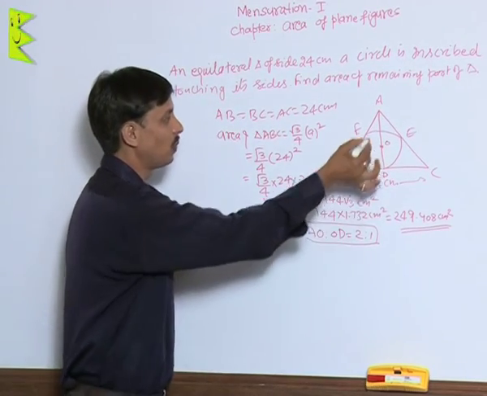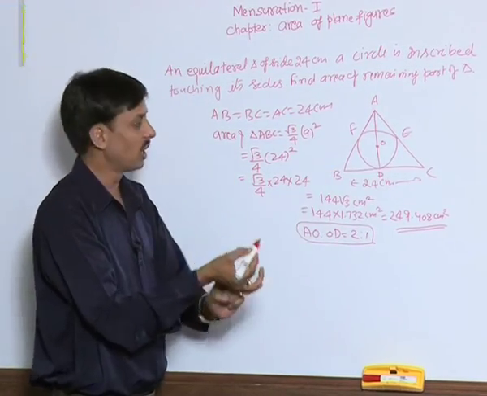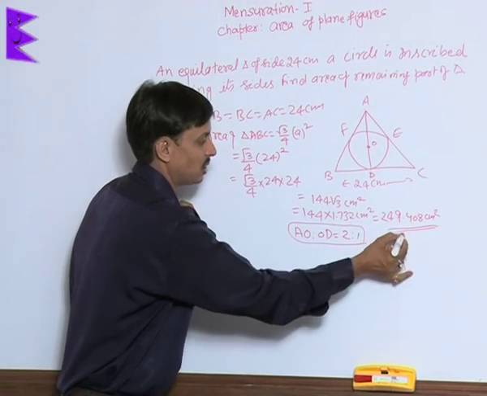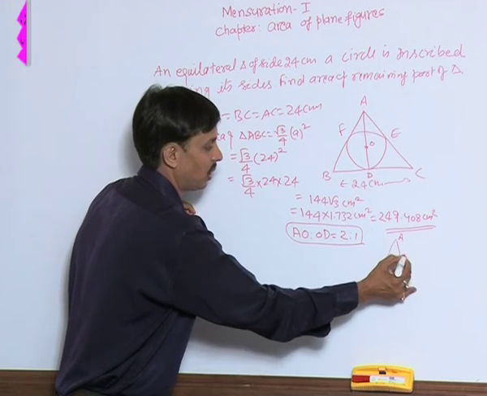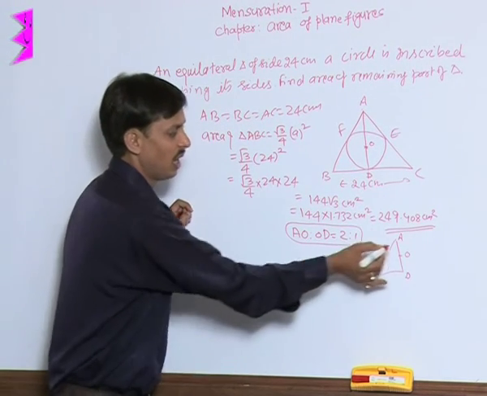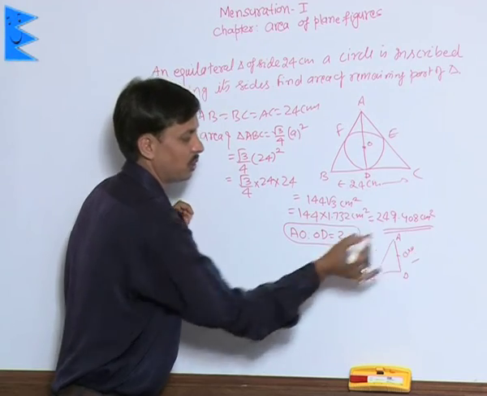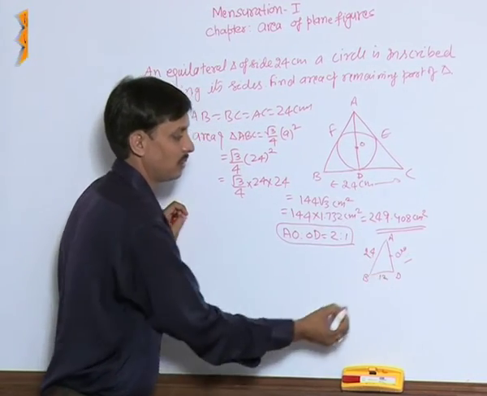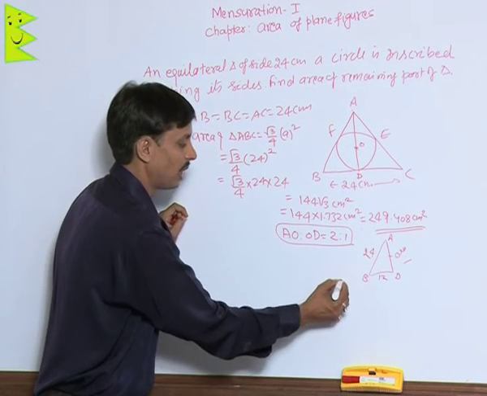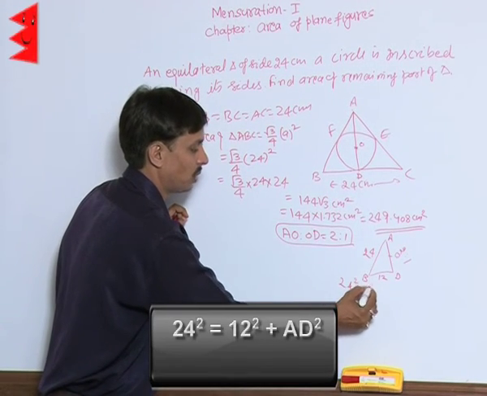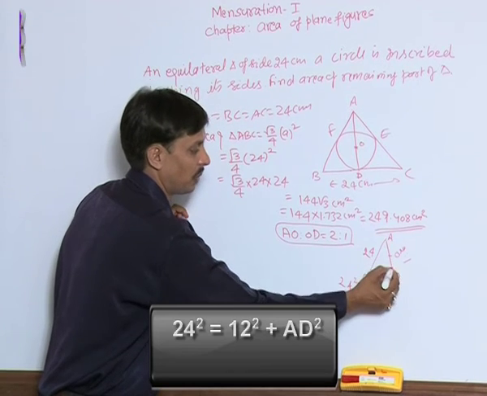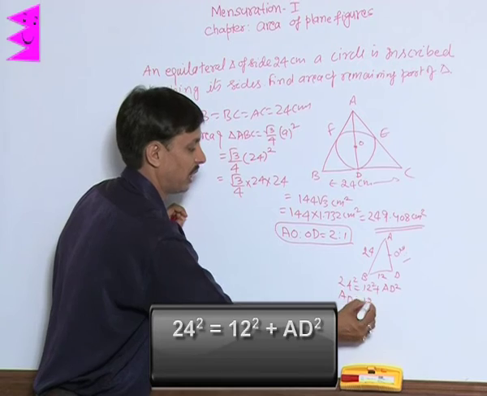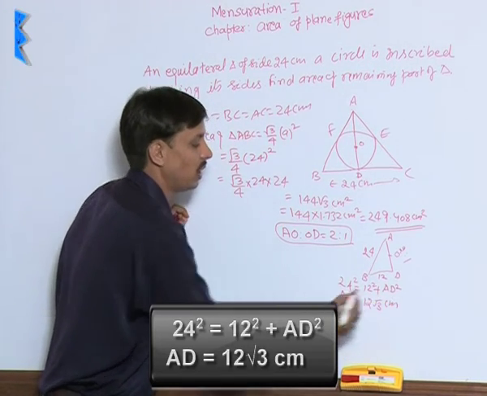Now the question comes, how to find this AD? To calculate the length of AD, I am taking this triangle ADB separately here. This is A, this is D, this is B, and on AD there is a point O at which the division is in the ratio 2:1. This length is 24, and since this is a median, BD length is 12. If we apply the Pythagoras theorem, we get 24 square equals 12 square plus AD square. So the value of AD is calculated as 12 root 3 centimeter.